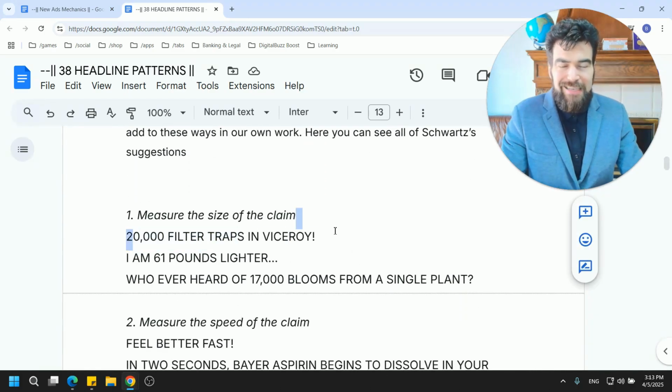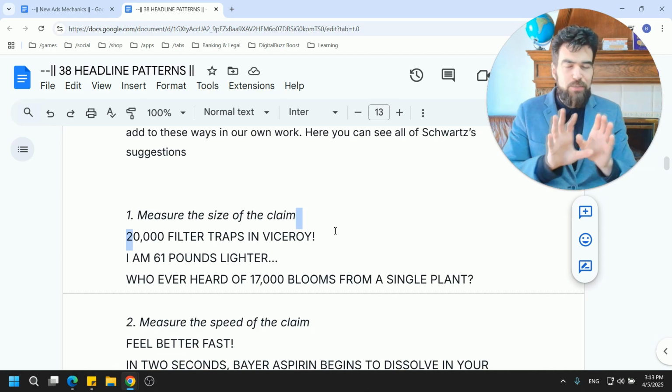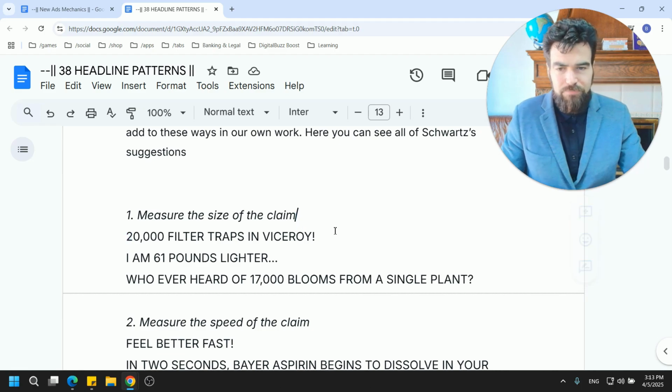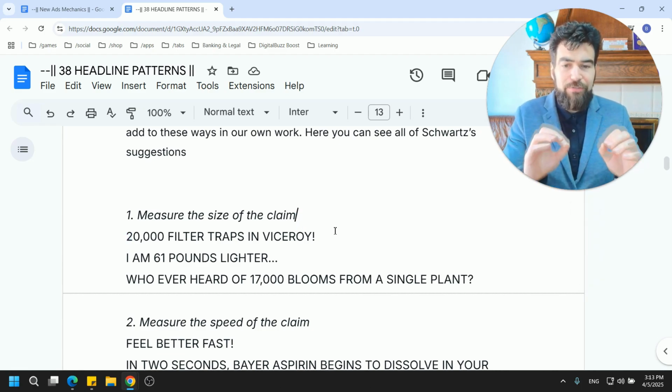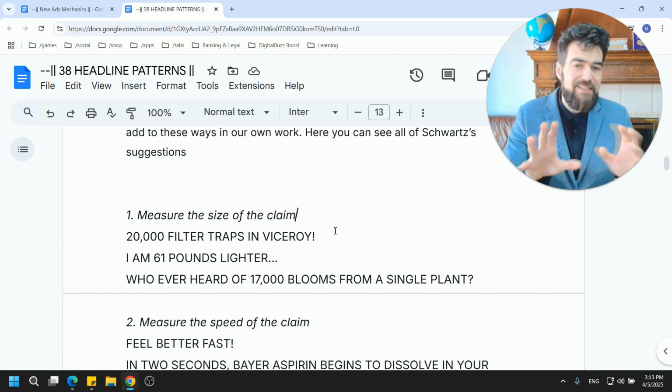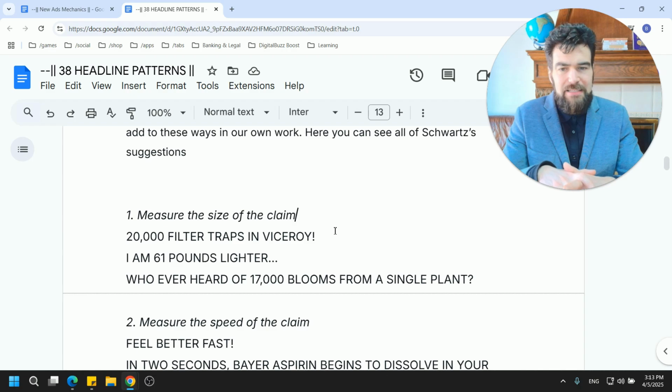Now, let's analyze this headline a little bit more because I want you to understand awareness levels and sophistication levels. So 20,000 filter traps in Viceroy. All right, which awareness level is this? So first of all, what are we selling here? We're selling cigarettes, and Viceroy is the brand. So the brand name is mentioned here, so it's probably going to be product aware.